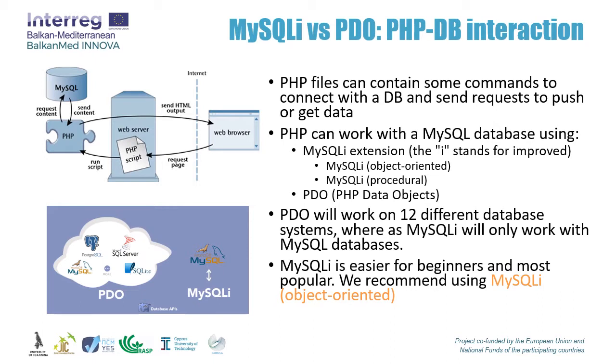PHP files can contain some special commands to connect with a DB server and send requests to push or get data. PHP can work with a MySQL database by using either the MySQLi extension or the PHP Data Objects. MySQLi can be used with two different programming styles, object-oriented or procedural. PDO will work on 12 different DB systems, whereas MySQLi will only work with MySQL databases. However, MySQLi is easier for beginners and most popular when working with MySQL. We recommend using MySQLi with the object-oriented programming style.